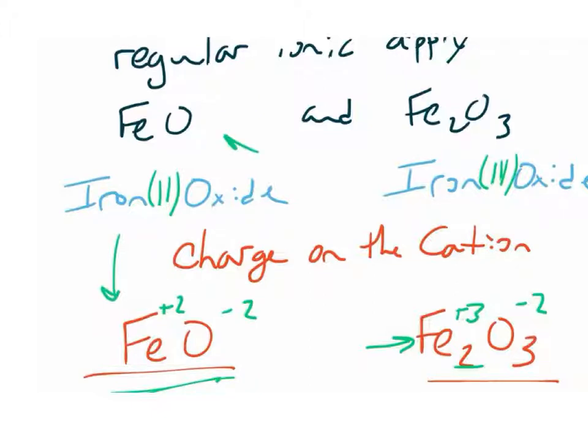This iron oxide on the left is black and magnetic. This iron oxide on the right is red and not magnetic. These are 2 completely different substances. Now let's take a look at another example.